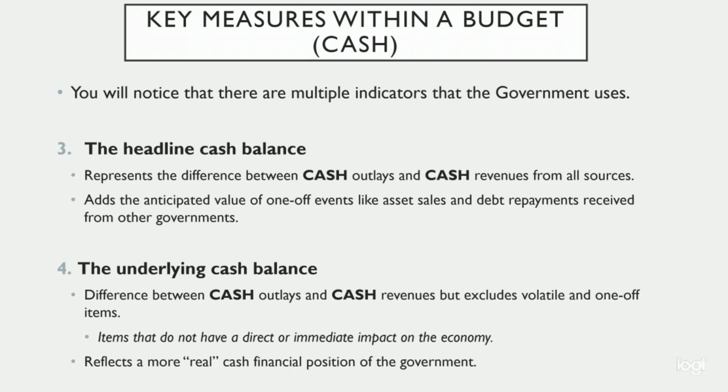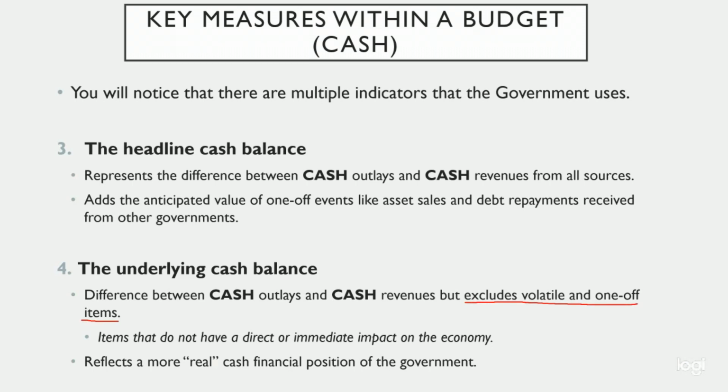So the headline cash balance represents the difference between the cash outlays and the cash revenues from all sources. And for the headline, it includes all types of transactions. However, the fourth key measurement, the underlying cash balance, is very similar to the headline cash balance, but much like the fiscal balance, there are certain transactions that we exclude.